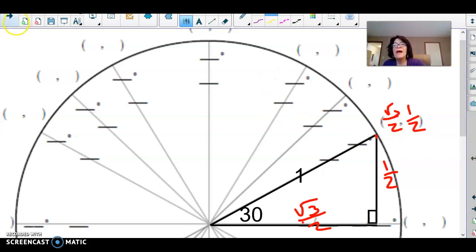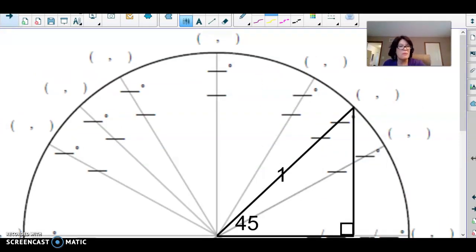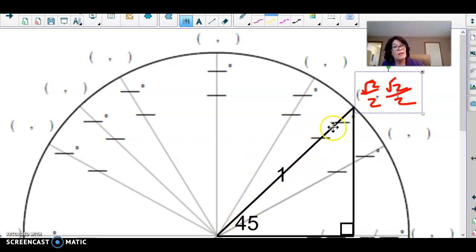I know you already did this, so just a reminder, with the 45, 45, 90 triangle, with the hypotenuse of 1, see where I have the 1 here. The x and y coordinates are always square root of 2 over 2, square root of 2 over 2. I'm sorry, the side lengths are square root of 2 over 2 and square root of 2 over 2 when the hypotenuse is 1.